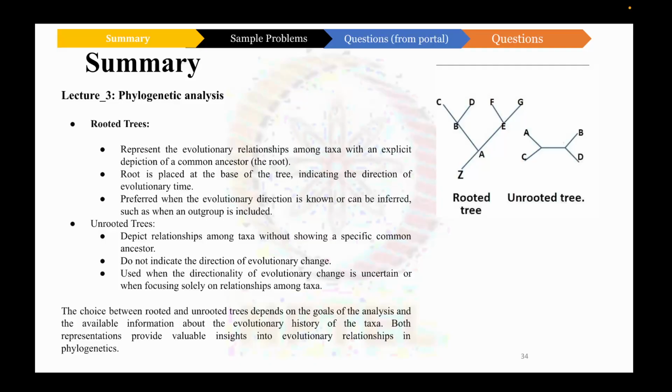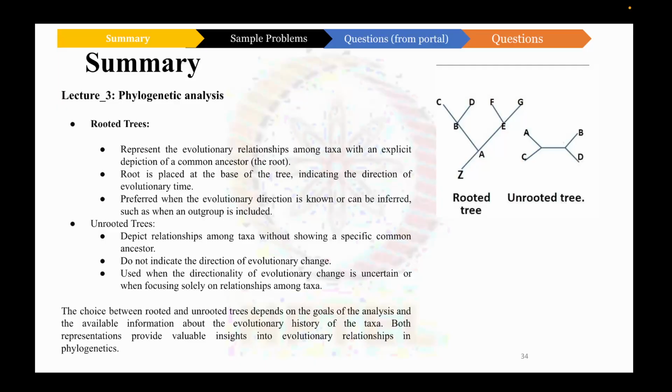So these unrooted trees do not provide much information about the direction of evolutionary time, but they are still valuable for visualizing the evolutionary relatedness among the taxa. So the choice of rooted or unrooted trees depends on the specific goals of the analysis and available information about the evolutionary history of the organism or sequences under study.